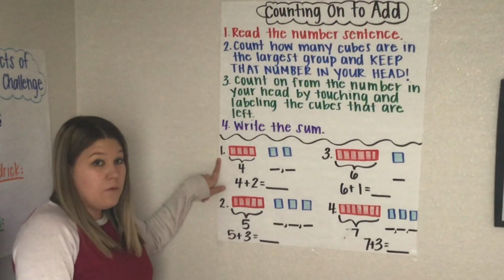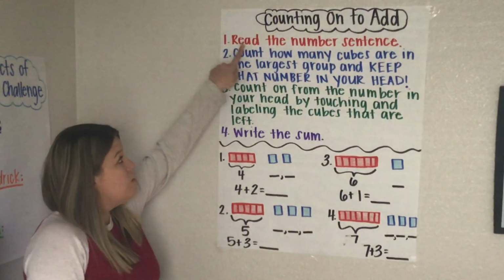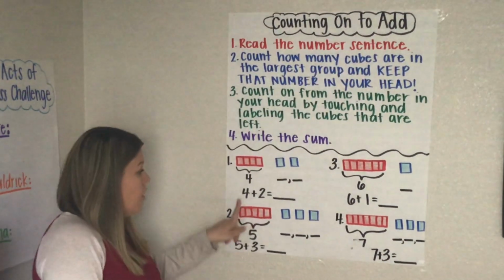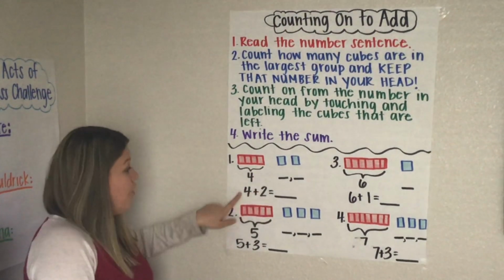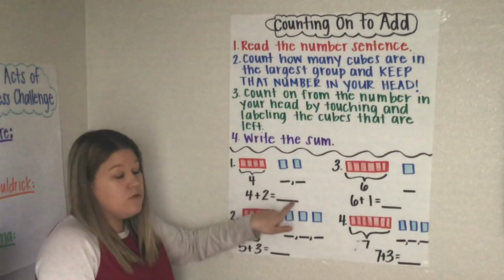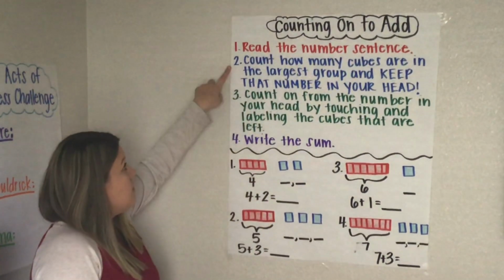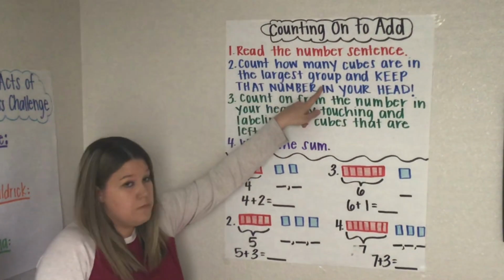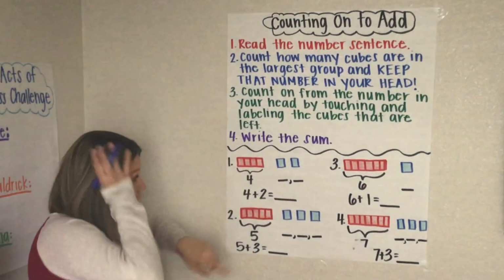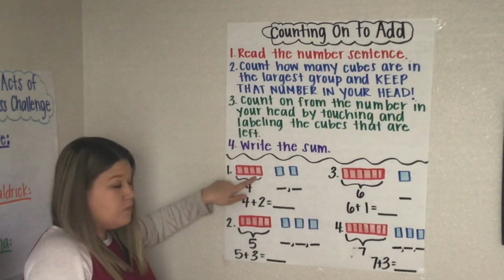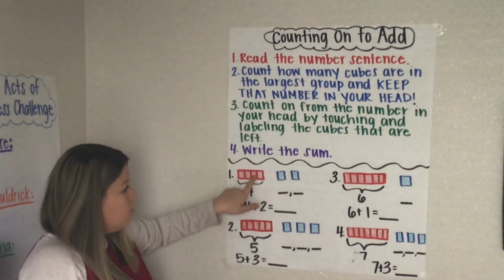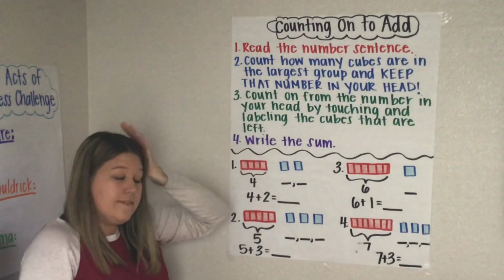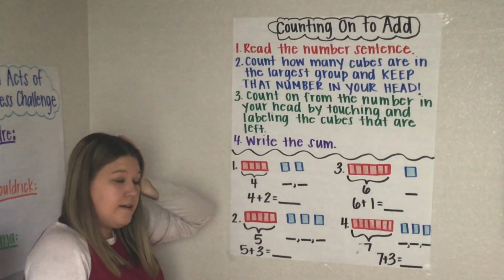Okay, number 1. So the first step is to read the number sentence. The number sentence is down here. 4 plus 2 equals blank. So the second step is to count how many cubes are in the largest group and to keep that number in your head. This is the largest group. 1, 2, 3, 4. Now I have to keep 4 in my head.